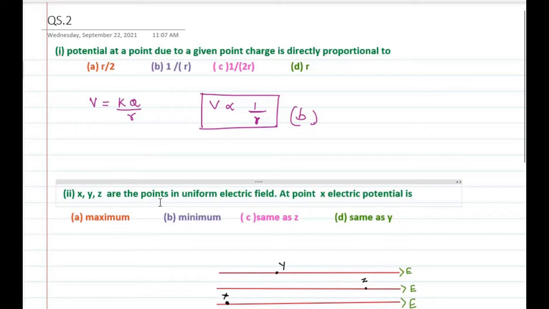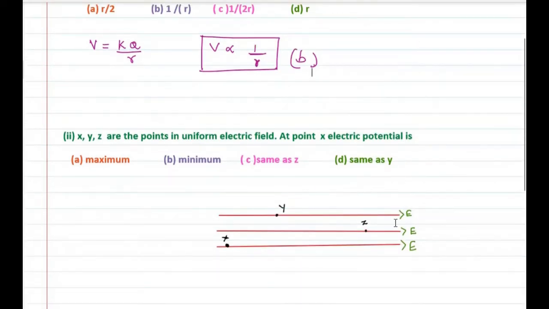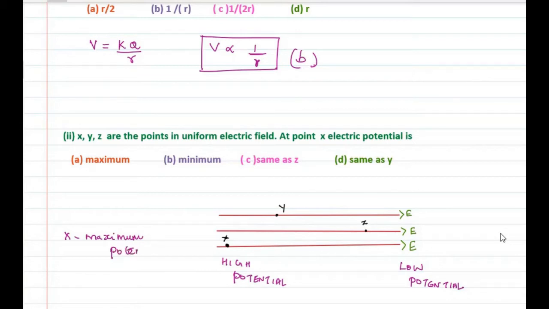Next, X, Y, Z are the points in a uniform electric field. At point X, the electric potential is maximum or minimum or same as Z or same as Y. So you have to find out what is the potential of X. We know that the electric field lines will start from the high potential region to the low potential region. So what could be the value of X when compared to Y and Z? X has the maximum potential when compared to Y and Z. So the option is A.